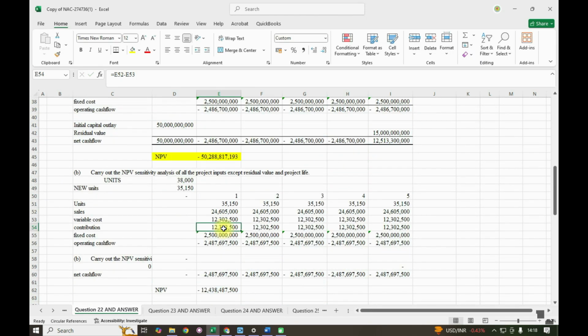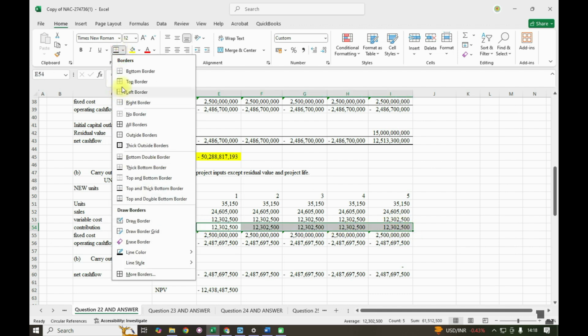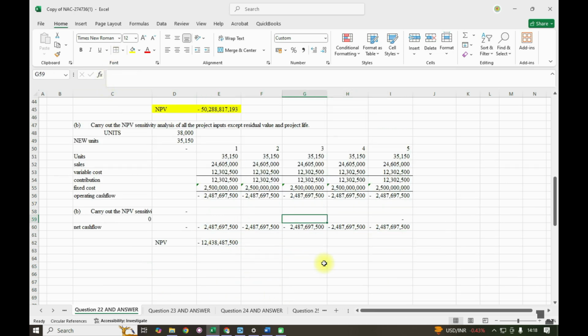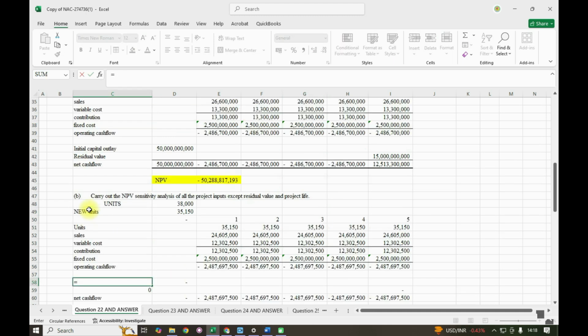So those are remaining constant. Yeah, those are just constant values. And because of proper locking, we just copy and you'll find that your values will have captured the correct value. So for the sensitivity, here does not copy to the right.